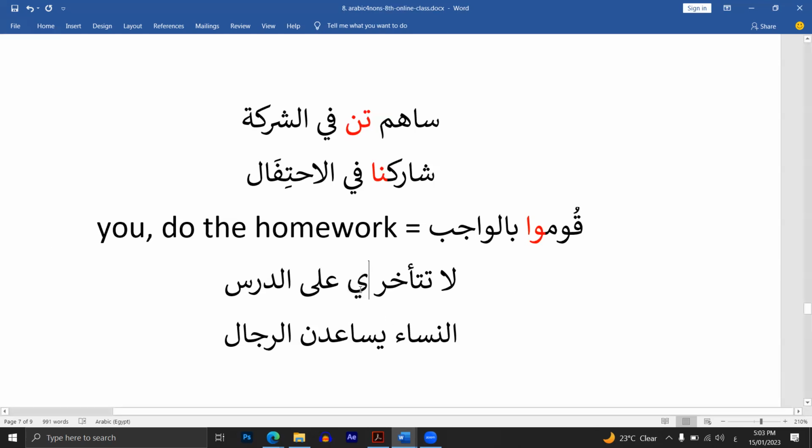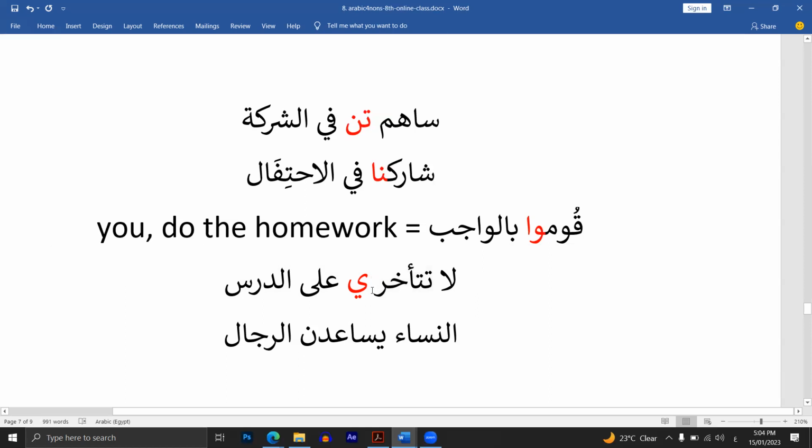What is the type of this verb, تتأخر? I said it's command. This expression is command, yes. But the type of the verb is not a command, it's present. The expression لا plus a present verb gives an expression meaning don't do. لا تتأخري, don't come late. This is the translation.